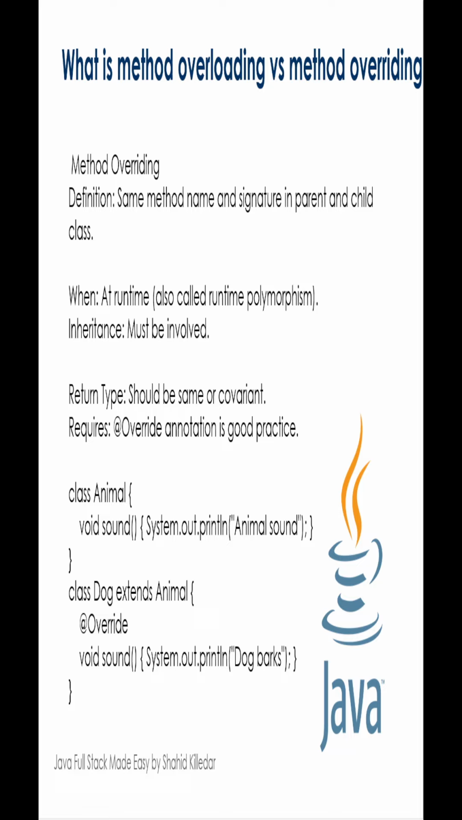That means if the parent's method has a return type of any parent class, then its child class return type can be given or same can be given. So here is an example of the same. @Override annotation is not mandatory, but if it is given, then it is a good practice. Class Animal has a method called sound, and class Dog extends Animal, so child class can override the method of parent. Sound is being overridden here.